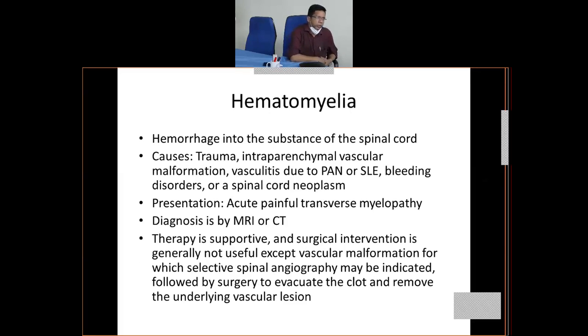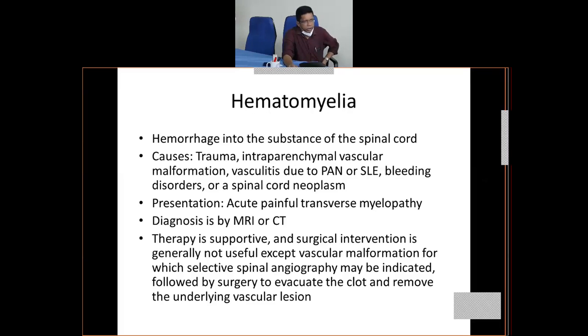Hematomyelia is basically hemorrhage into the substance of the spinal cord. Like in epidural hemorrhage and subdural hemorrhage, the bleeding is in those spaces, but here it is in the substance of the spinal cord. Again, the cause may be trauma, intraparenchymal vascular malformations, sometimes vasculitis due to polyarteritis nodosa or SLE, bleeding disorder, or spinal cord neoplasms.